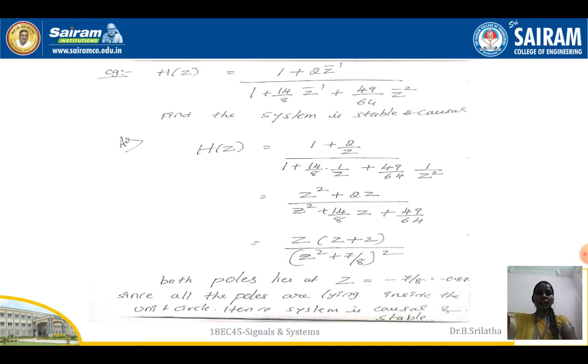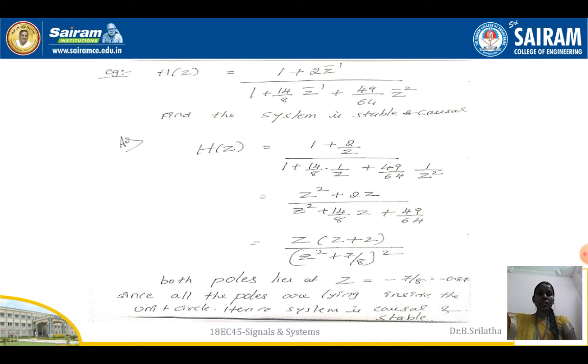Now here we have two poles, both at z is equal to minus 7 by 8. That is nothing but minus 0.87. If you draw the same Z-plane, with the real axis and imaginary axis, and draw the unit circle, we have only two poles in this system.